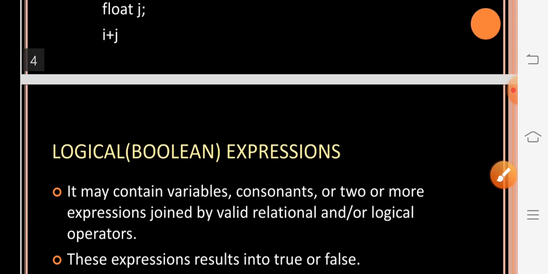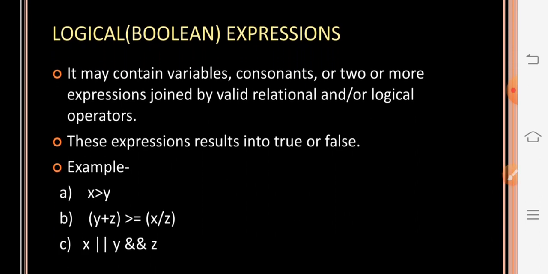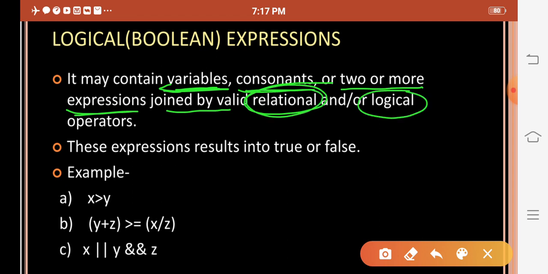Moving on to next, here logical expressions, which are also known as Boolean expressions. Now it may contain variables. What are logical expressions? So it may contain variables, constants and two or more expressions joined by valid relational or logical operators. Means some expressions which can include variables, constants and expressions that are concatenated, that are merged with each other with the help of some operators.